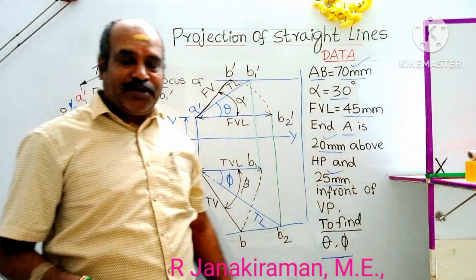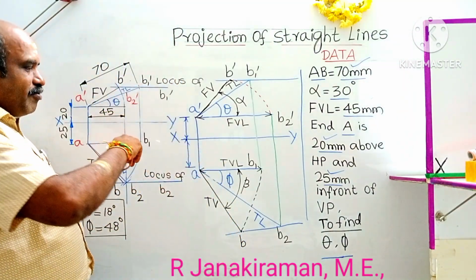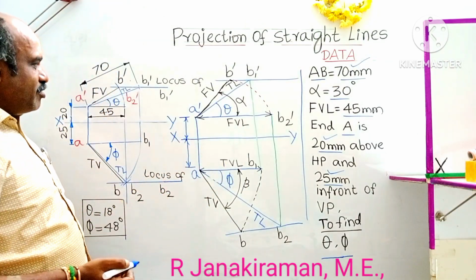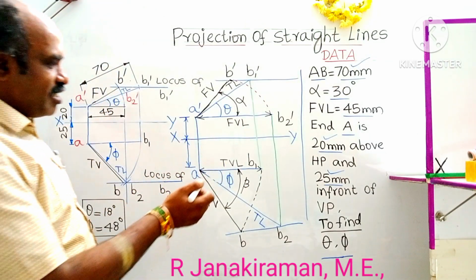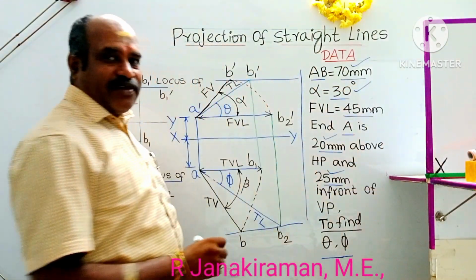Thanks for listening. You have to see the basic videos on the introduction part: what is inclined to HP, what is inclined to VP, and why inclined to VP means that the angle comes below the XY line. You have to listen to the previous videos, and if you see this concept and procedure, you will be able to understand. Thanks for listening.